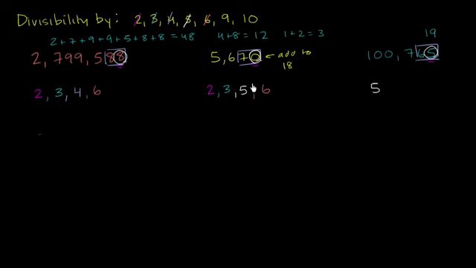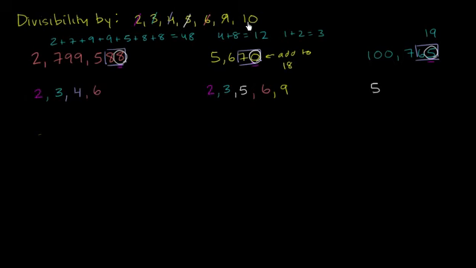And this one over here, if you added up all the digits, we got 18, which is divisible by 9. All the digits added up to 18. And this one over here, you don't even have to add them up, because we already know it's not divisible by 3. If it's not divisible by 3, it can't be divisible by 9. But if you did add up the digits, you get 19, which is not divisible by 9. So this also is not divisible by 9.